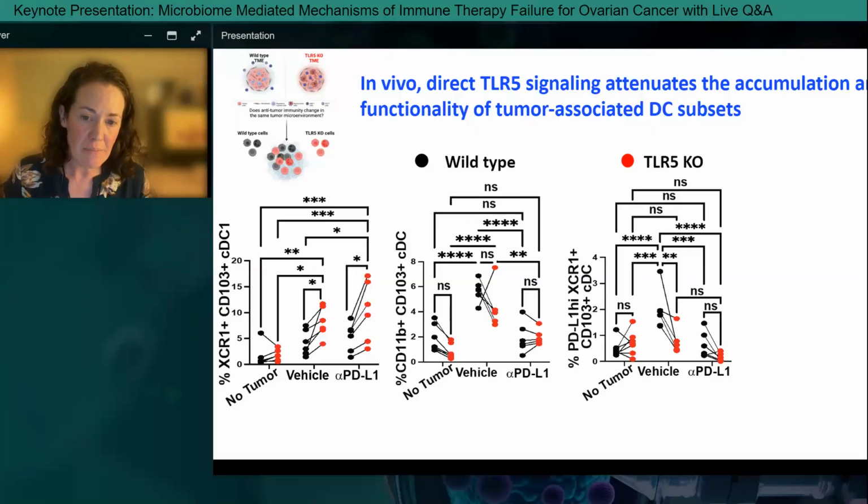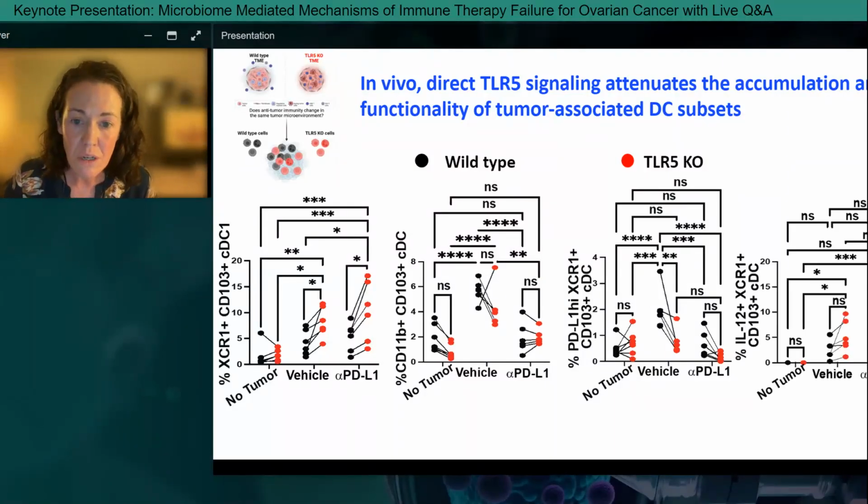Interestingly, in the wild-type animals, the cross-presenting dendritic cells that were expanding were expressing much higher levels of PD-L1. And so there were more of them, and they were also expressing it at a higher level, which is not shown within the tumor microenvironment. And we did not observe that in our knockout animals or in our non-tumor bearing controls.